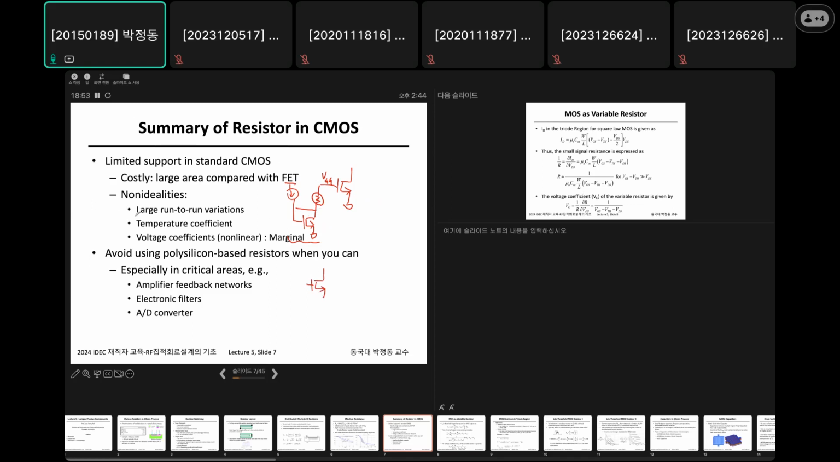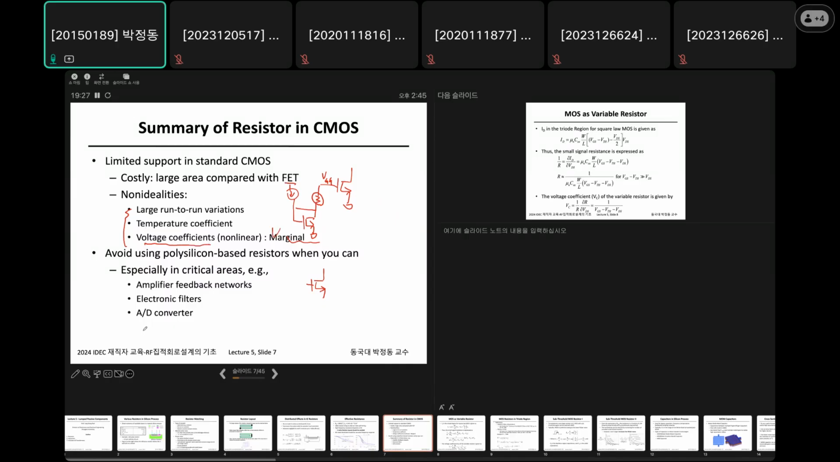There are several non-idealities, as I mentioned before. Run-to-run variation, and the temperature coefficient is very high, which is a strong function of temperature. The voltage coefficient is also non-linear, so non-linearity is marginal. Still, this is a good factor. Especially this voltage coefficient is one of the advantages over this FET resistor.